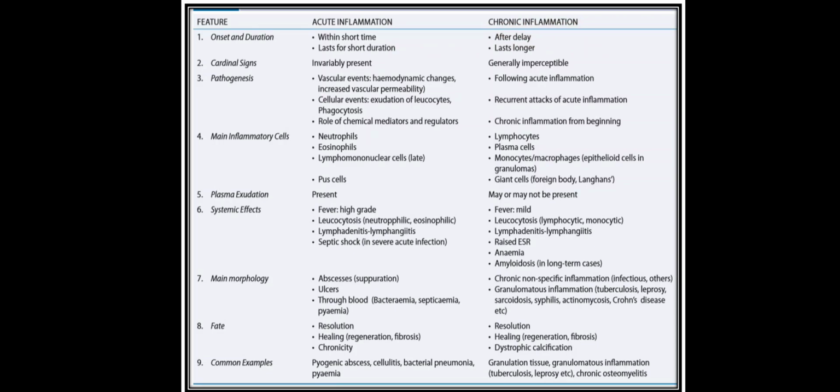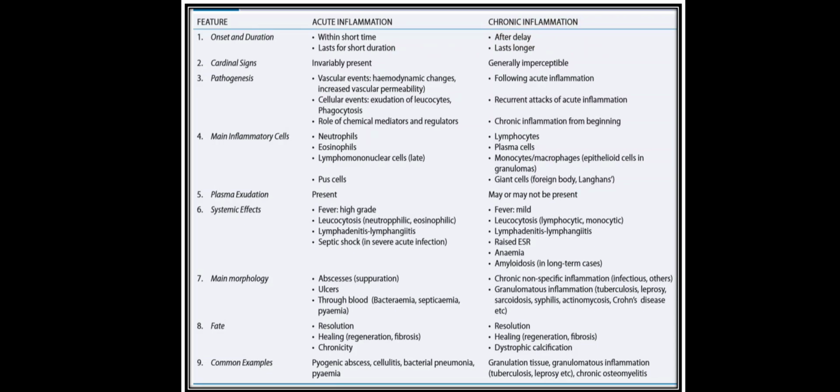Systemic effects: fever is of high grade, leukocytosis is present, eosinophilic and neutrophilic, lymphadenitis and lymphangitis will be present, and septic shock in severe acute infection. In the chronic type, fever is of mild intensity, leukocytosis will be present, which is lymphocytic or monocytic, lymphadenitis, lymphangitis will be present, raised ESR, anemia, amyloidosis in long-term cases.